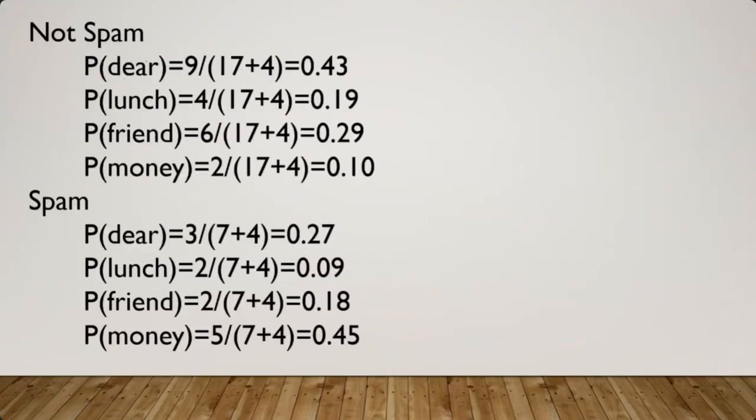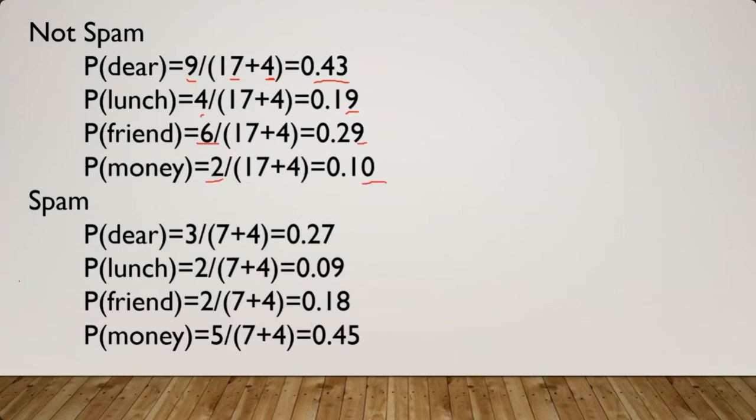So here we have found that. The probability of dear will be, the previous value of dear was 8 and we have changed it to 9. And since we are adding 1 to each value here, we have to increment the denominator by 4. So 17 plus 4. If you have 5 values, we will increment the denominator by 5. So here it will be 9/21, which is equal to 0.43. And 4/21, which is equal to 0.19. And 6/21, which is equal to 0.29. And 2/21 is equal to 0.10.